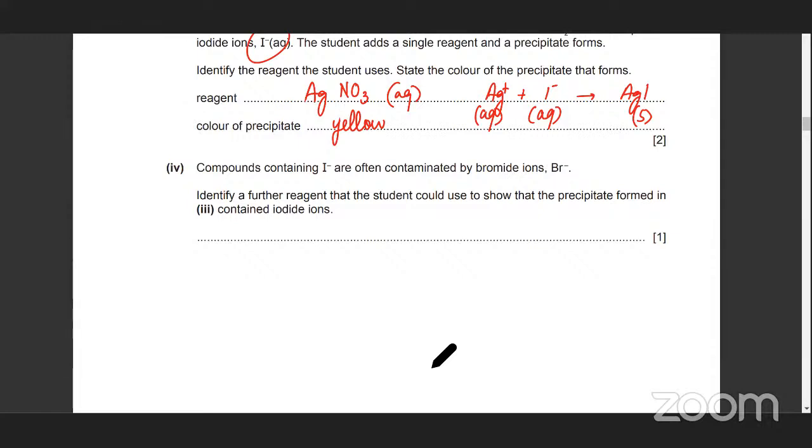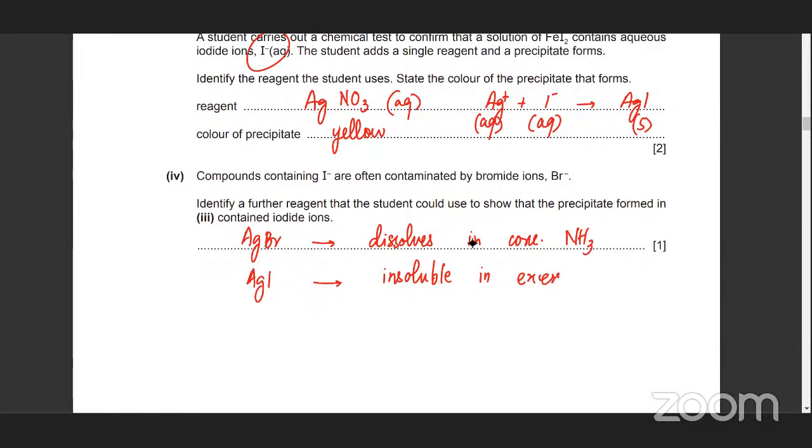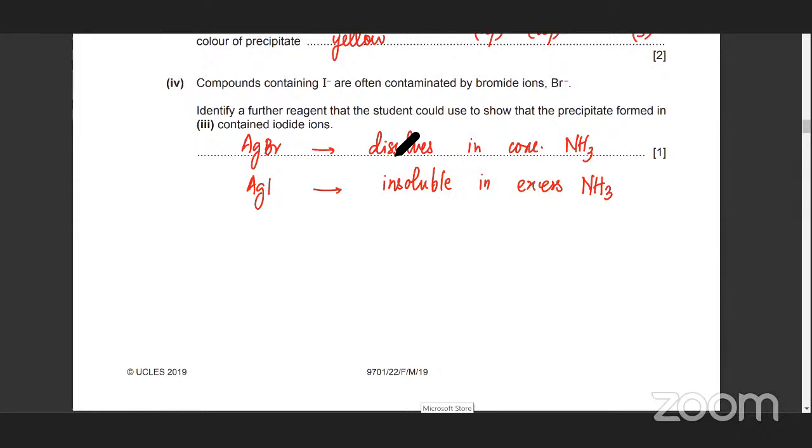Now, compounds containing I- are often contaminated by bromide. Identify a further reagent that the student could use to show that the precipitate contains iodide ions. Now, the next part of the test: the precipitate of AgBr, which is a cream precipitate, dissolves in concentrated ammonia, or you can say it's partially soluble, whereas the precipitate of AgI is completely insoluble in excess ammonia. So the other reagent that you're going to use is ammonia. AgBr would dissolve, but AgI is not going to dissolve. I think it's just one mark. You just have to identify ammonia as the reagent.